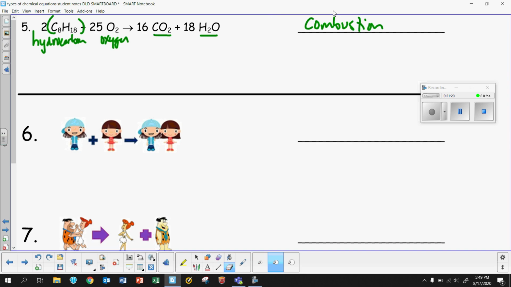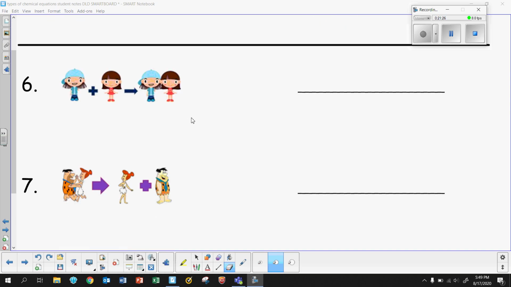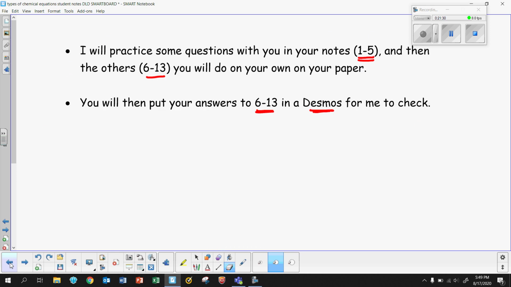Okay? All right, so we've practiced the 5 types of equations together. So now you are going to do 6 through 13 on your own. Notice you're going to do 6 through 13 that are left on your own. And I will call you back together in the Zoom, and we will put those answers into Desmos so that I can check your accuracy on that. All right, if you have any questions, send me a chat, and I will be happy to answer it.